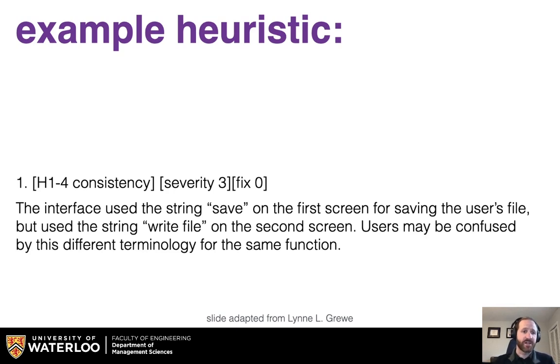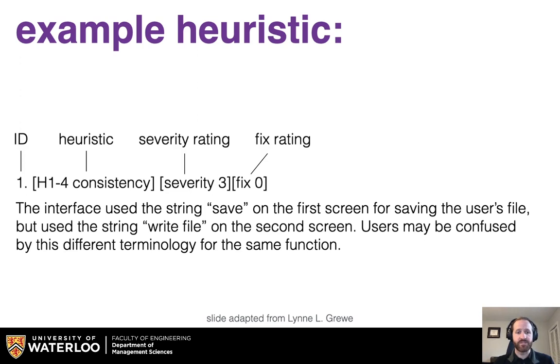Best way to do this is to look at an example. So here's an example heuristic. You have an ID. You have a heuristic. This is 4, consistency. You have a severity rating, which is 3. And you have a fixed rating, which is 0, probably the difficulty of how to fix it.